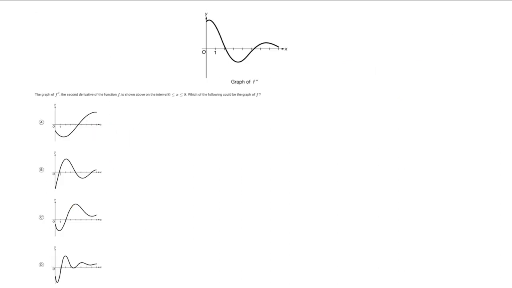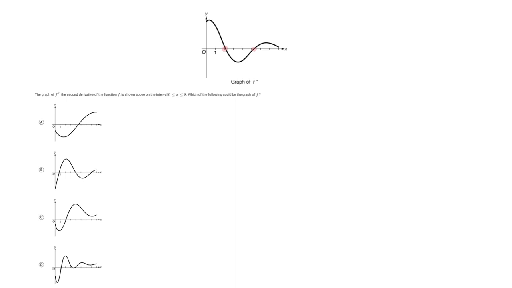All right, this one's similar. The graph of the second derivative of the function is shown. Which of these could be the graph of f? All right, so this is the graph of the second derivative. The first thing we know, whenever we're talking about the second derivative, is that when the second derivative changes sign, that is going to give me an inflection point.